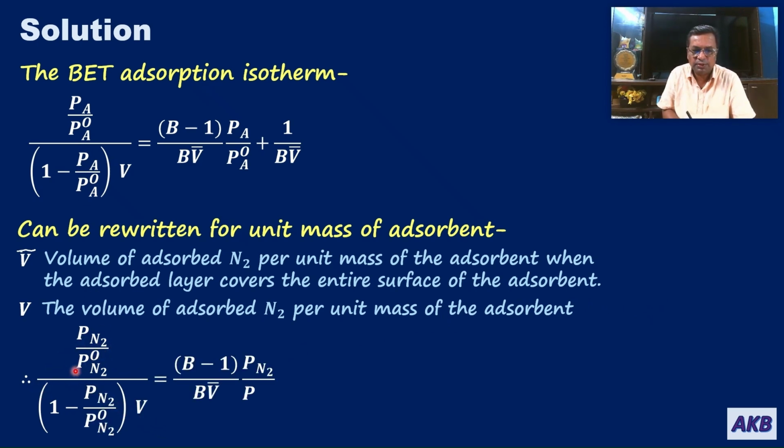So you have Pn2 by Pn2 naught divided by 1 minus Pn2 by Pn2 naught into V, that is equal to B minus 1 upon B into V bar into Pn2 by Pn2 naught plus 1 upon B into V bar. And now we are going to use this equation to plot the required graph, and then from the slope and intercept of the graph that is obtained, we are going to find out the area of the pellet. So let us move ahead.